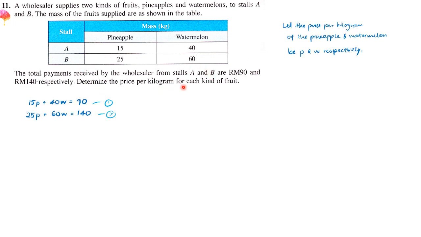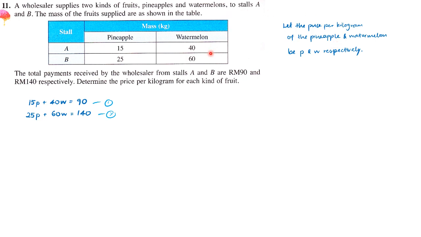Okay, so let's define our terms. What we want to find is the price per kilogram. So we don't know the price per kilogram. Let the price per kilogram for the pineapple and watermelon be P and W respectively. Okay, so let's form linear equations out of this. We have been given the table.